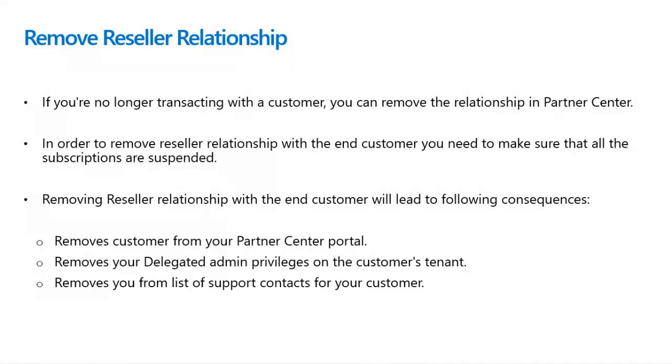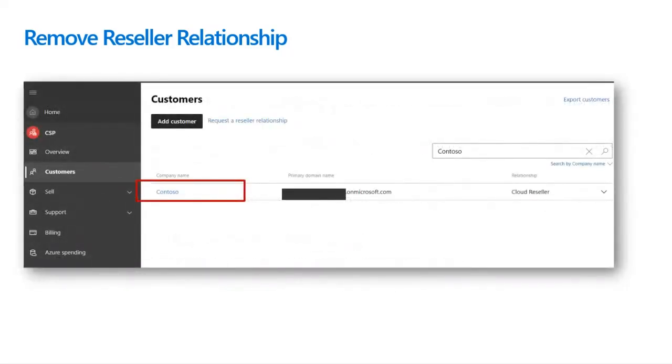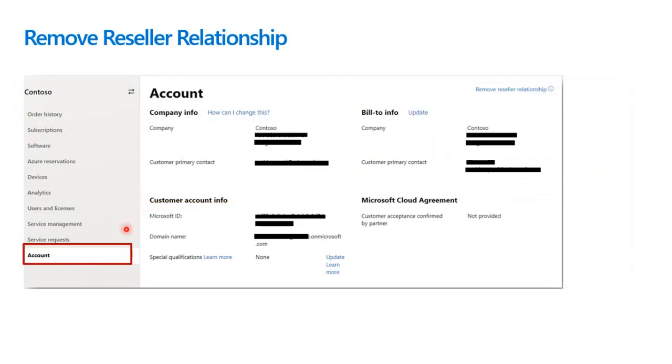To remove the reseller relationship for our customers, ensure that all the active subscriptions for that customer are suspended. All Azure reservations are cancelled. If any subscriptions are still active, then the remove reseller relationship link will be inactive. In order to remove the reseller relationship, first we will select the appropriate customer from the customer list. For example, let's select customer Contoso. You can move to the Accounts tab.